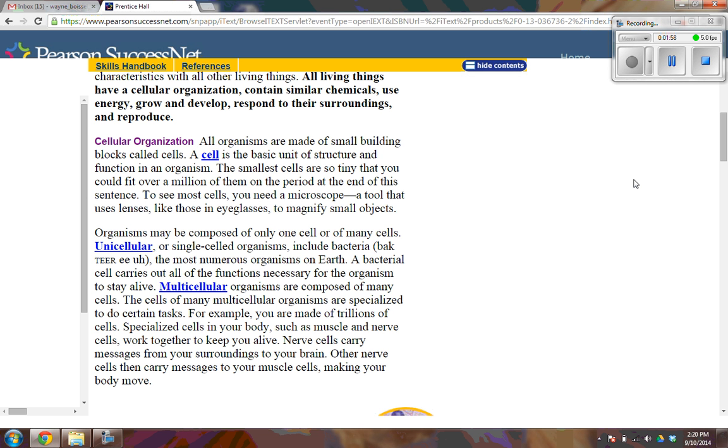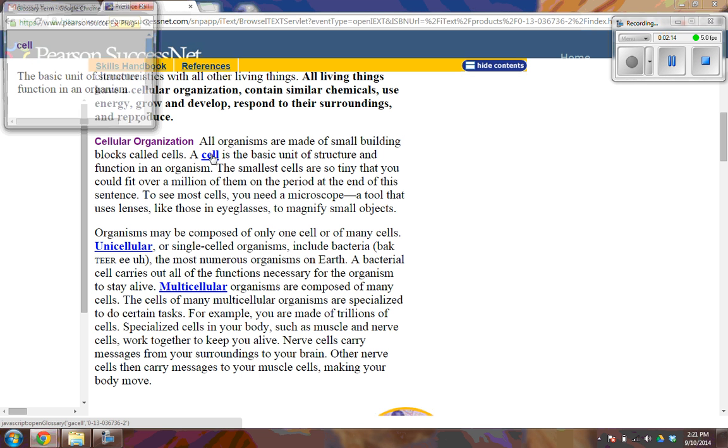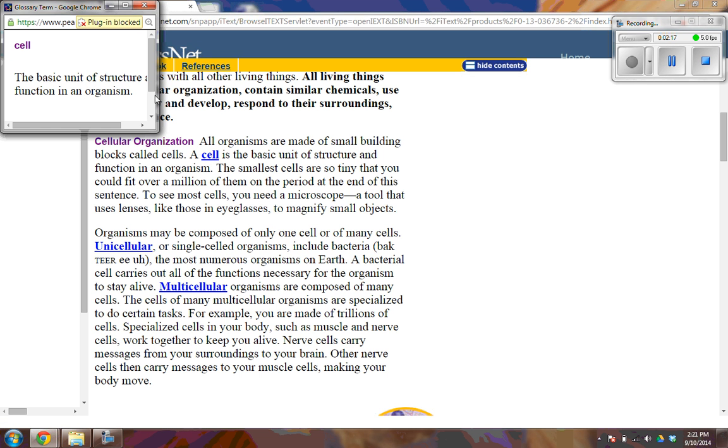To see most cells, you need a microscope, a tool that uses lenses like those in eyeglasses to magnify small objects. So we will be using microscopes very soon to look at your cells. So the word cell, again, it tells you the basic unit of structure and function in living things. Let me stretch this out a little bit. That should go on the left-hand side.